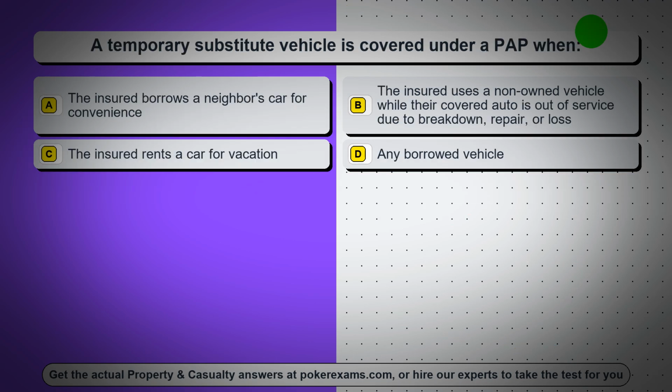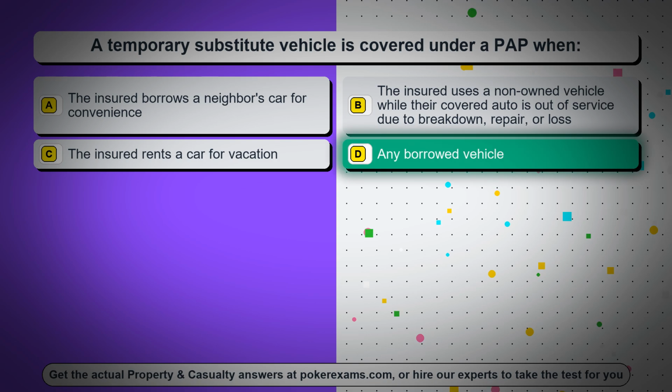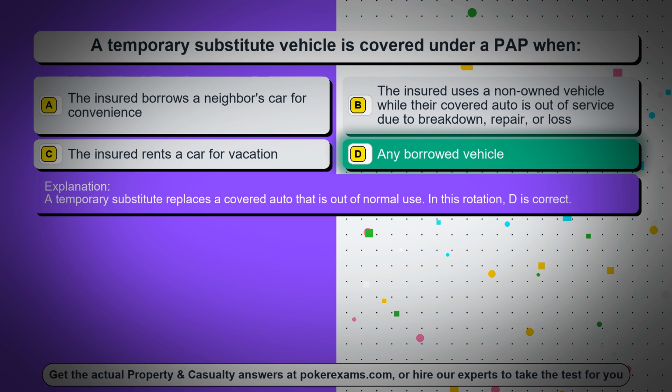Question 21. A temporary substitute vehicle is covered under a PAP when. Option A, the insured borrows a neighbor's car for convenience. Option B, the insured uses a non-owned vehicle while their covered auto is out of service due to breakdown, repair, or loss. Option C, the insured rents a car for vacation. Option D, any borrowed vehicle. The correct answer is option D, any borrowed vehicle. A temporary substitute replaces a covered auto that is out of normal use. In this rotation, D is correct.